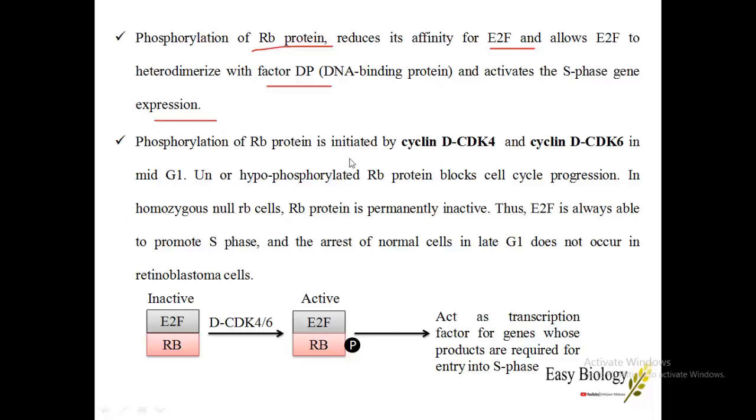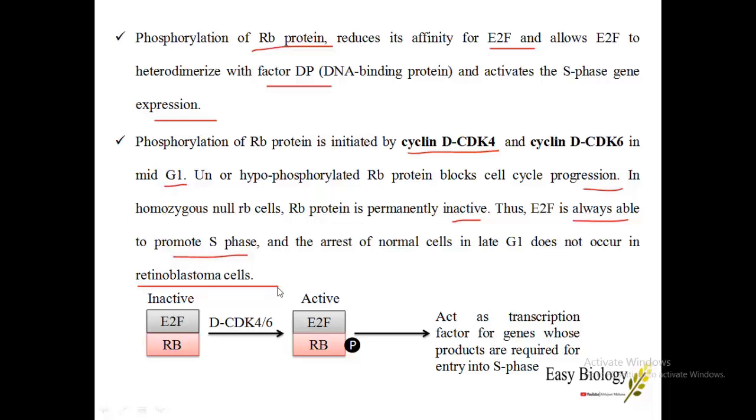Phosphorylation of Rb protein is initiated by Cyclin D-CDK4 and Cyclin D-CDK6 in mid G1. Unphosphorylated or hypophosphorylated retinoblastoma protein blocks cell cycle progression. In homozygous null Rb cells, Rb protein is permanently inactive. Thus, E2F is always able to promote S phase, and the arrest of normal cell in late G1 does not occur in retinoblastoma cell.